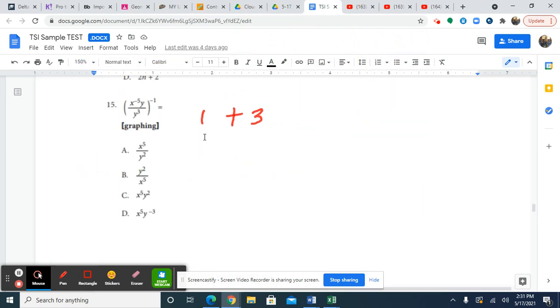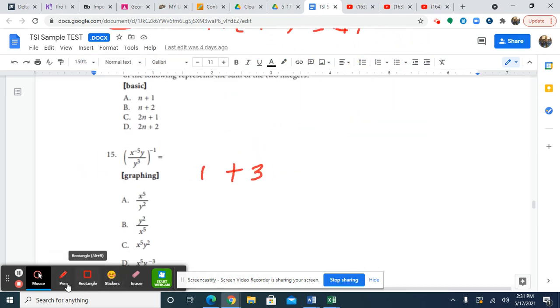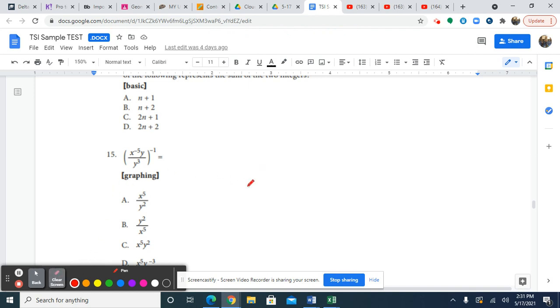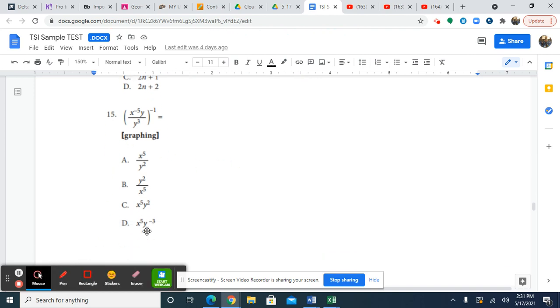Now let's look at number 15. This has us simplify exponents. Now we can start by simplifying what's inside the parentheses first. We have x to the negative fifth power. Then we have y to the power of 1 divided by y to the power of 3. When that happens, we are going to subtract. So that should be 1 minus 3, which gives us negative 2.